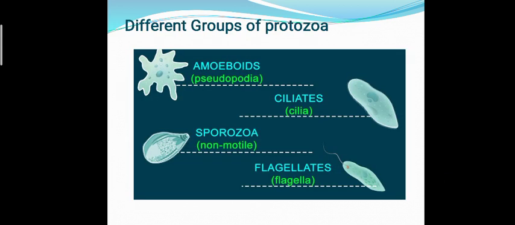The different groups of protozoa are amoeboids. These are the protozoans which move with the help of pseudopodia, that is called false feet. Ciliates are the protozoans which have small hair-like cilia structures for movement. Sporozoa are the protozoans which are non-motile, means they will not move. And flagellates are the protozoans which have flagella, a long tail-like structure for movement.